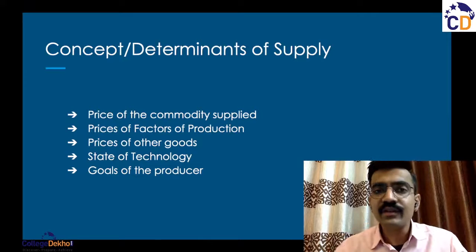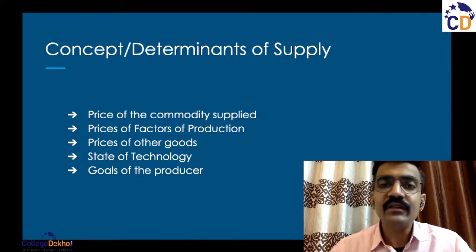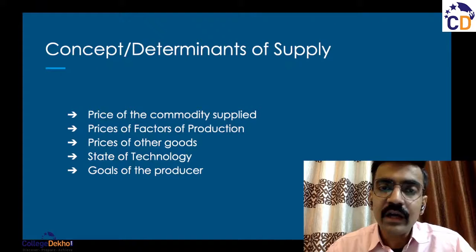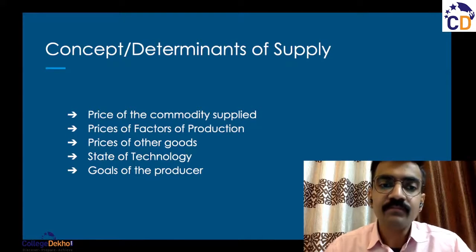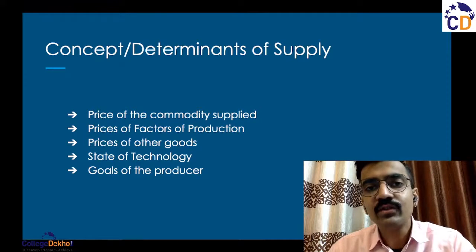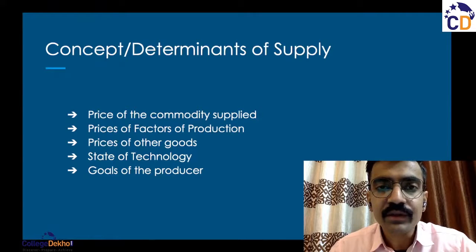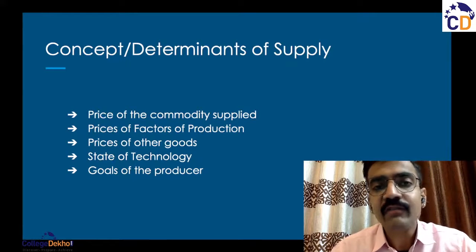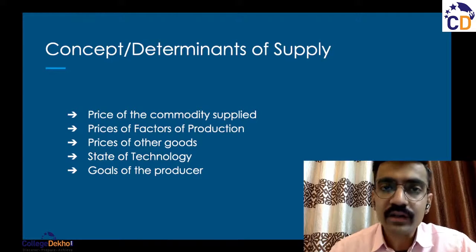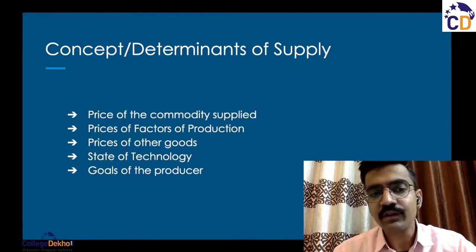And if I know that this is the case, then I may increase the production of my product. I may increase the supply of my product to make the consumer realize that my product is also an alternative to the other product. And now, in this case, I will be taking benefit of the rise in price of that other commodity. All right. So this again is a determinant of supply.